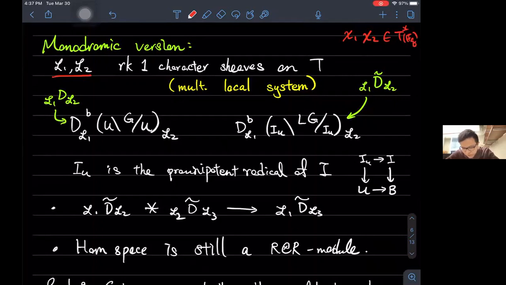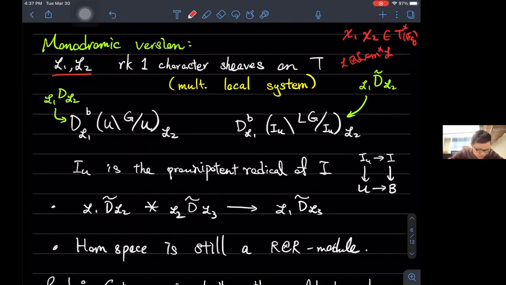Well, functions become sheaves, so I consider character sheaves on T. If you haven't met these character sheaves on T, it's just a local system on T, but with a multiplicative structure. So basically it satisfies this, where M is the multiplication map from T cross T to T. So it's just an analog of characters.